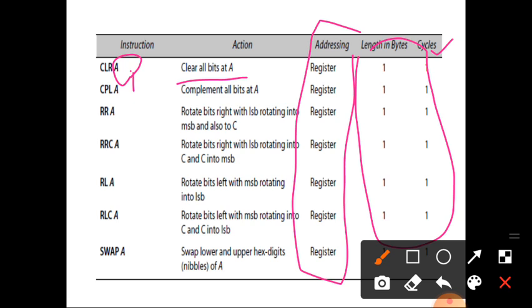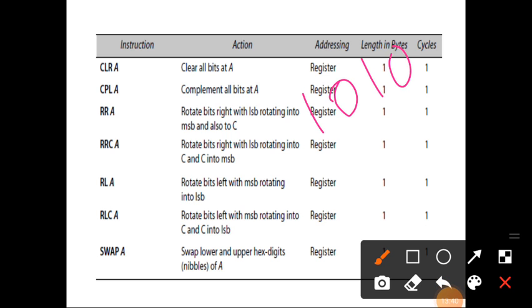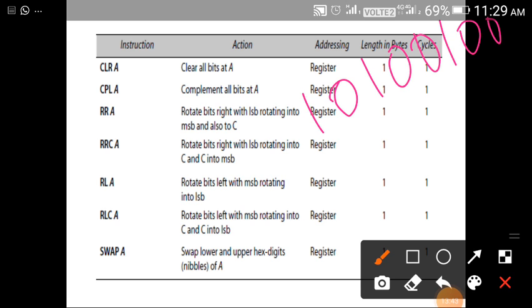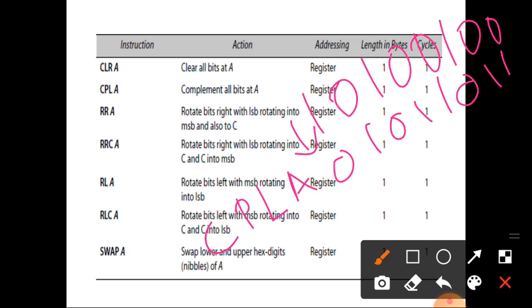So here we are representing the register. Which register? The accumulator register. So CLR means clear accumulator. CPL means complement the accumulator. That means it converts 1s to 0 and 0s to 1, whatever the content in the accumulator. After the execution of CPL A, the accumulator content is complemented.